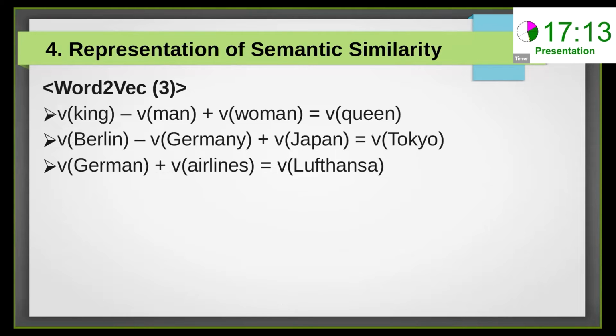As a result of the calculation, you get word vectors, and given the word vectors created by Word2Vec, the following vector calculations are possible. Vector of king minus vector of man plus vector of woman is equal to the vector of queen, and so on and so on. It looks like magic, but this is one of the important characteristics of the vectors created by Word2Vec.